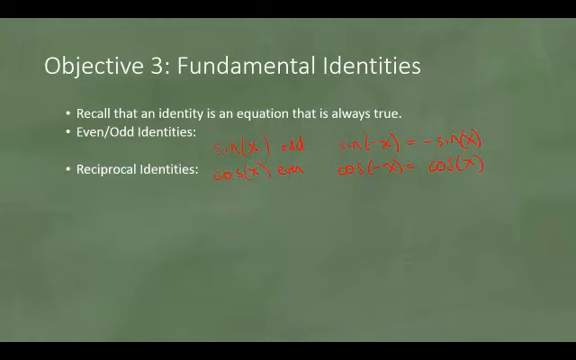We also have the reciprocal identities that we've already talked about. Cosecant of x is equal to 1 over sine of x. Secant of x is defined to be 1 over cosine of x. Cotangent of x is defined to be 1 over tangent of x.